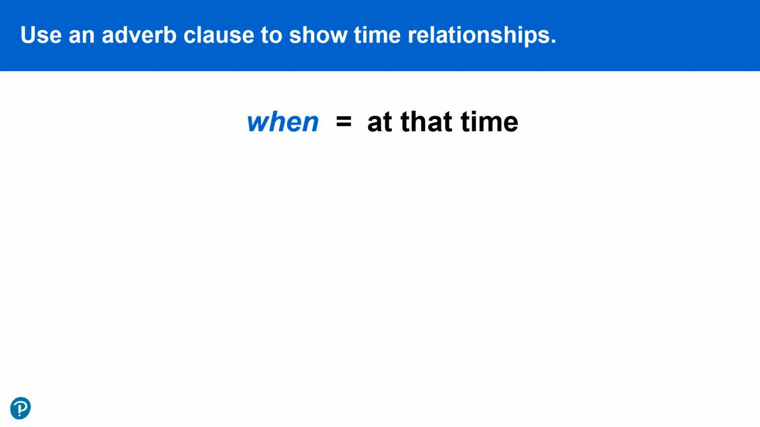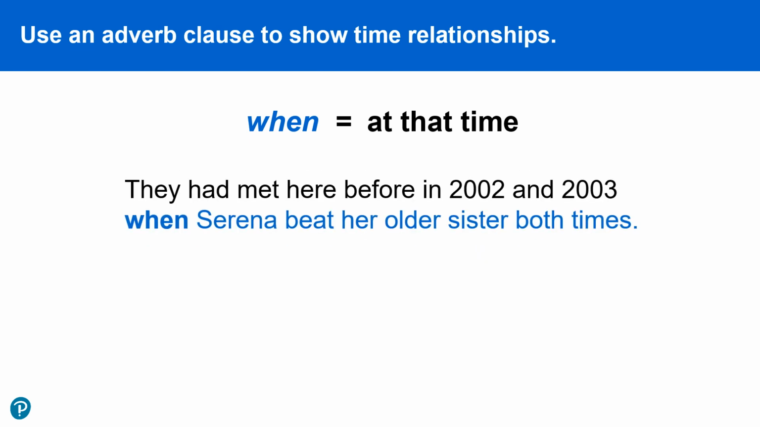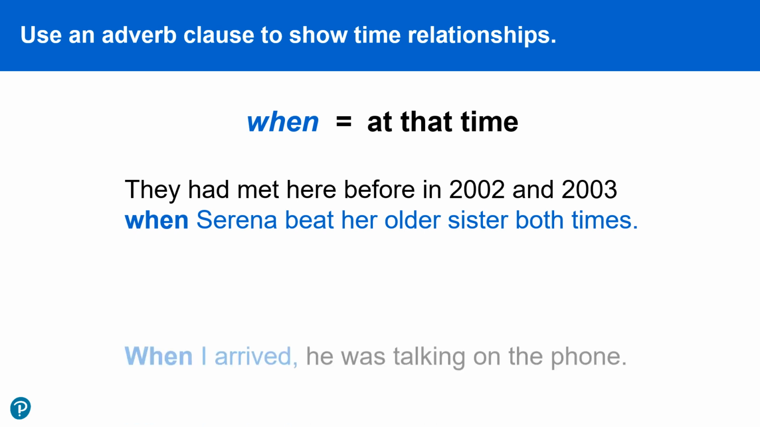When is another common adverb used in adverbial clauses. When means at that time. So they had met here before in 2002 and 2003 when Serena beat her older sister both times. The meaning is that they met here in 2002 and in 2003 in the past, and both of those times Serena beat her older sister.